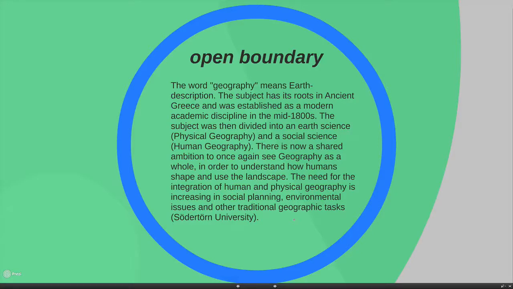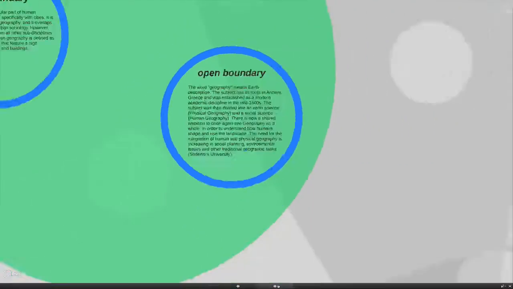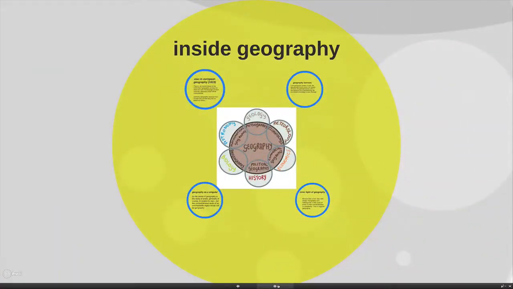Why is there this need for integration? Well, there are modern demands, increasing demands of social planning and environmental issues that need to hold together the complexity of geography in a new way, rather than splitting its tasks off into different domains. Now that gives us a clear account of open and solid boundaries inside geography, inside the sub-disciplines of geography. But let's now try and get a sense of how geography works in its own terms as a specialization. Let's go into the mechanics of geography.